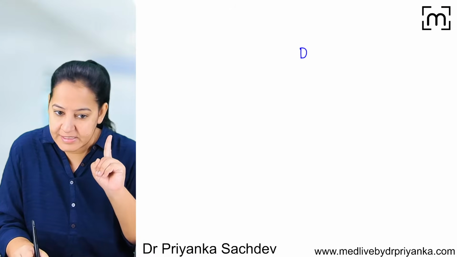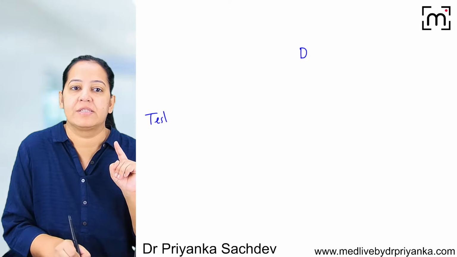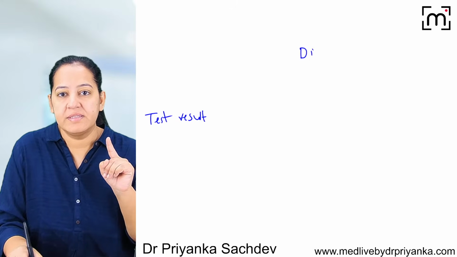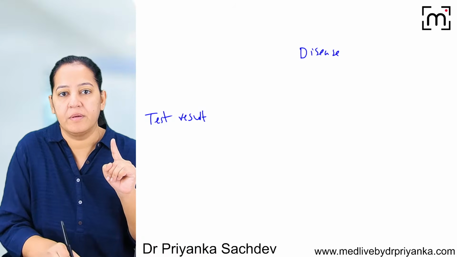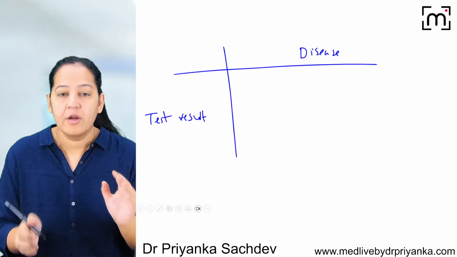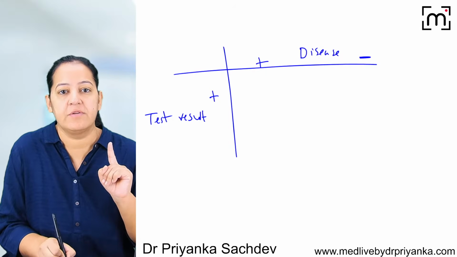We have to make a table like this. The top always contains the disease. It's a rule. And on the left side, you always take the test result. So disease is on the top, and the test results are always on the left side. It's the rule. Now first take positive, then take negative. Here also, first positive, then negative.